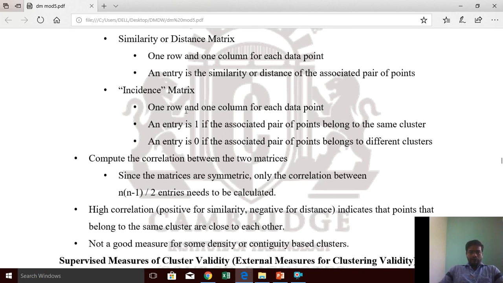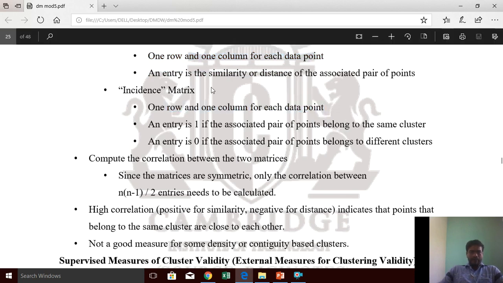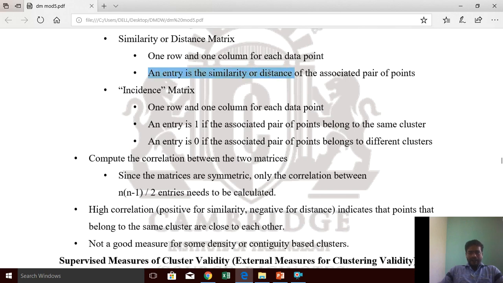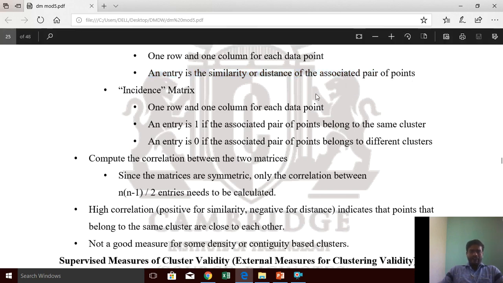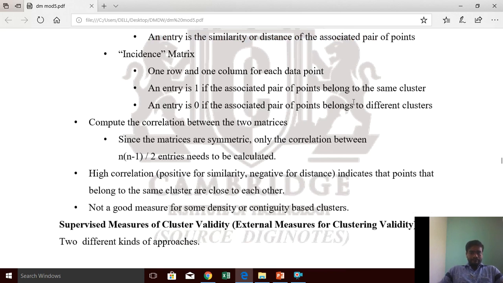Incidence matrix: one row and one column for each data point here also. In the distance matrix as well as the incidence matrix, I am taking one row and one column for each data point. In the distance matrix an entry is the similarity or distance between the 2 points, whereas in the incidence matrix an entry 1 is made if the associated pair of points belong to the same cluster. If the points belong to a different cluster, we will introduce 0.